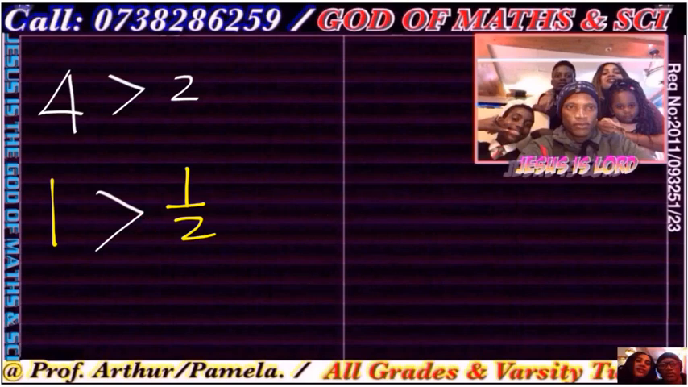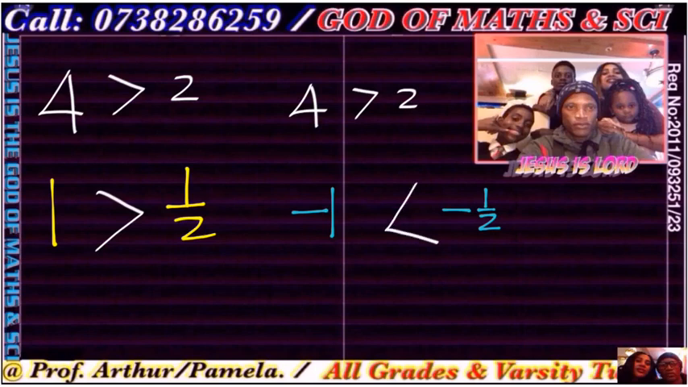Now let's try again. Let's have 4 is greater than 2. But this time let's divide by -4 on both sides. Meaning on the left it's -1, the other side it's -half. Which one is bigger? I open the mouth to eat the half. Can you see the sign changes? It's just logic.